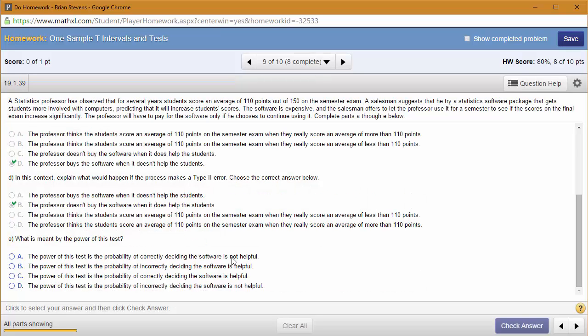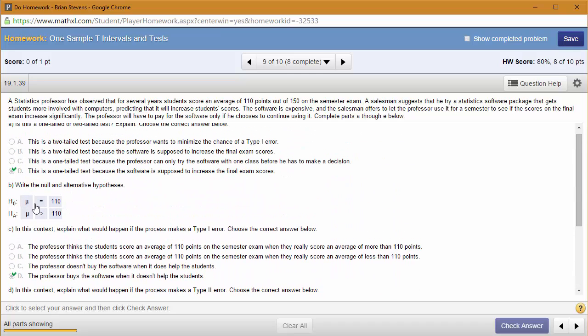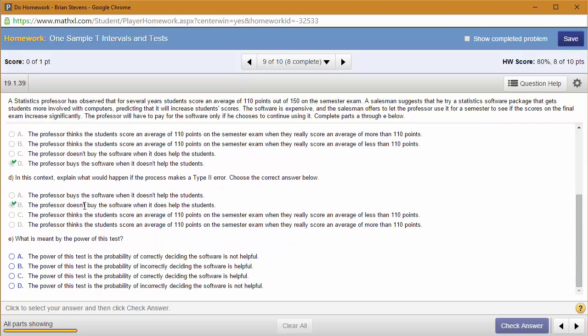What is meant by the power of this test? Power is a very in-depth concept that I ask you to review if you have no idea what power is. There are 3 things that affect power: sample size, effect size, and alpha level. So power is the ability to reject the false null. If the null is false, we should be able to reject it with a powerful test. So if this test is powerful, think about it. We should be able to reject this when it is false. In other words, we can find that the software is helping. That's all it means. Power is the ability to reject a false null, so we'll be able to see that the software is helping. The power of the test is the probability of correctly deciding the software is helpful.